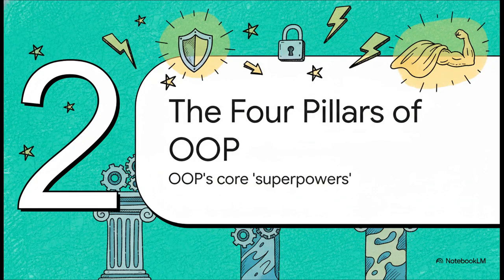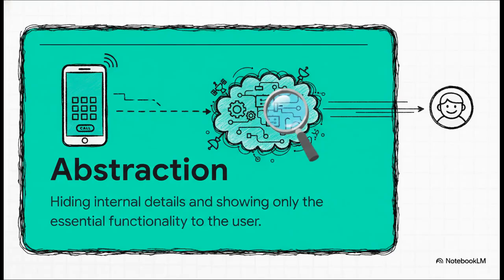So what is it that gives OOP all this power? Well, it really comes down to four core concepts, which people often call the four pillars. You can think of these as the superpowers that make this whole approach actually work. First up is abstraction. This one is all about simplicity.